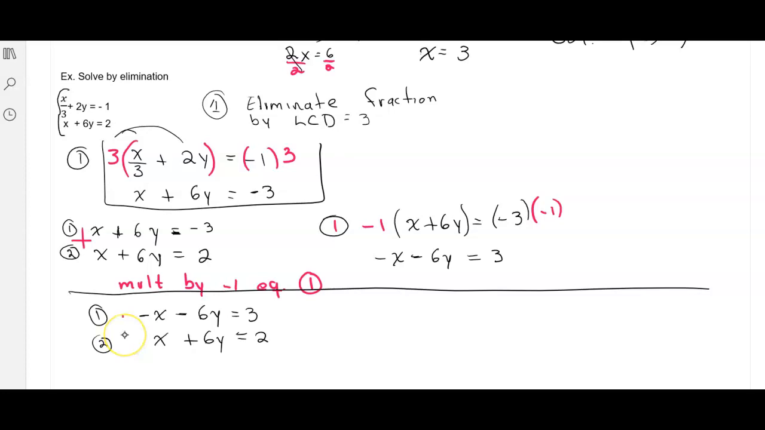When we do our vertical addition, let's see what happens. Negative x plus x cancel. Negative 6y plus 6y also cancel. So on this side, all we have left is a 0 equal to 5. This is not true. 0 is not equal to 5. Therefore, in this problem, there is no solution. We ended up with a false statement.